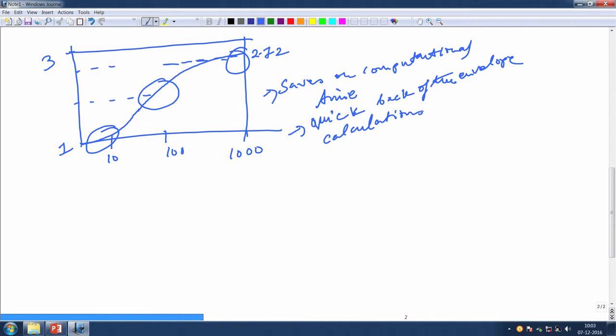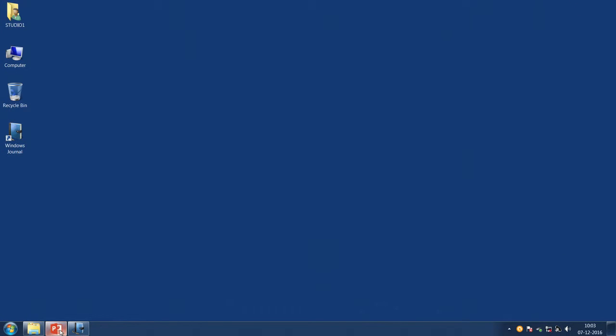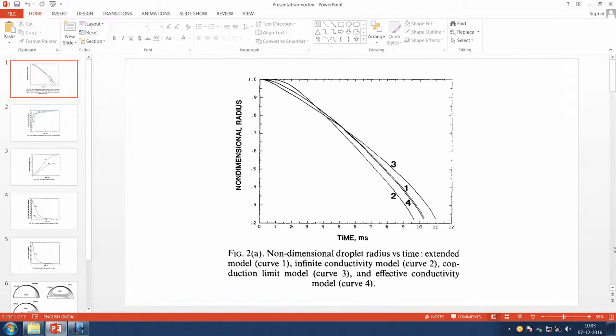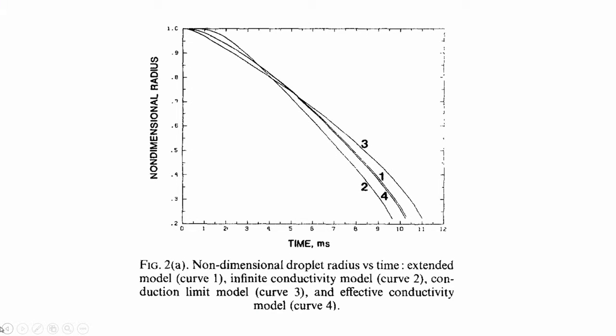Okay, so those things become vitally important. Now let us look at the presentation, because we are supposed to discuss some of the results. All these results are from Abramson and Sirignano, and in fact the material that we covered is mostly from Bill Sirignano's book and Abramson and Sirignano's model. This is a very famous model and it is widely used in the literature.